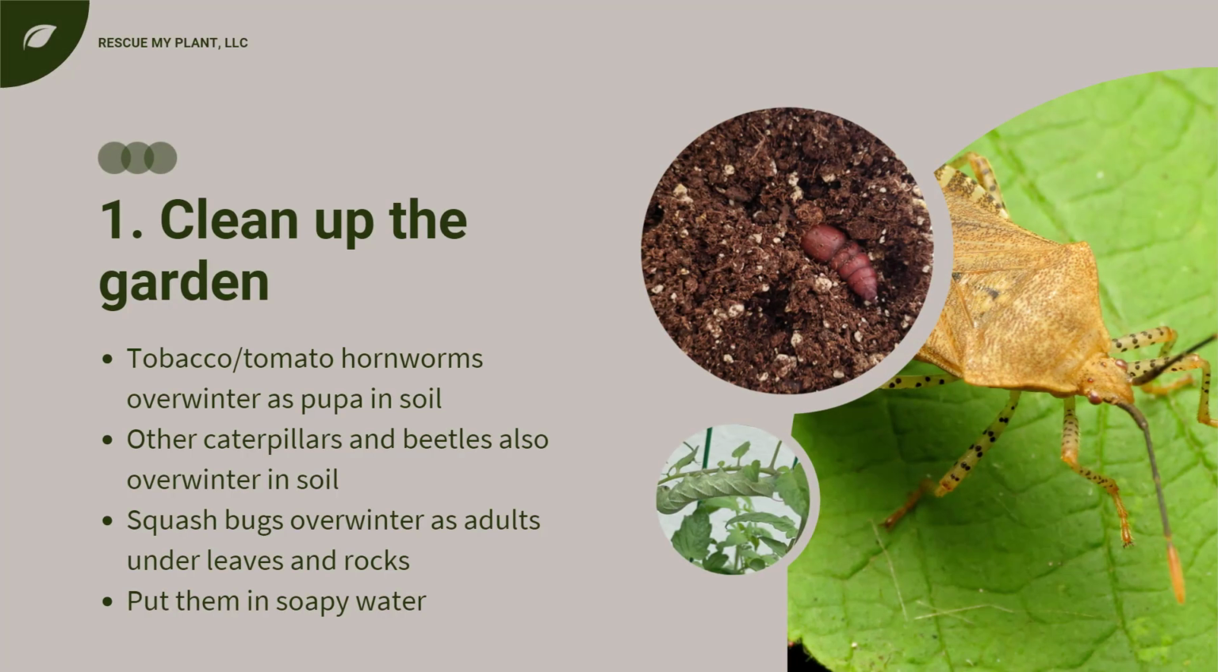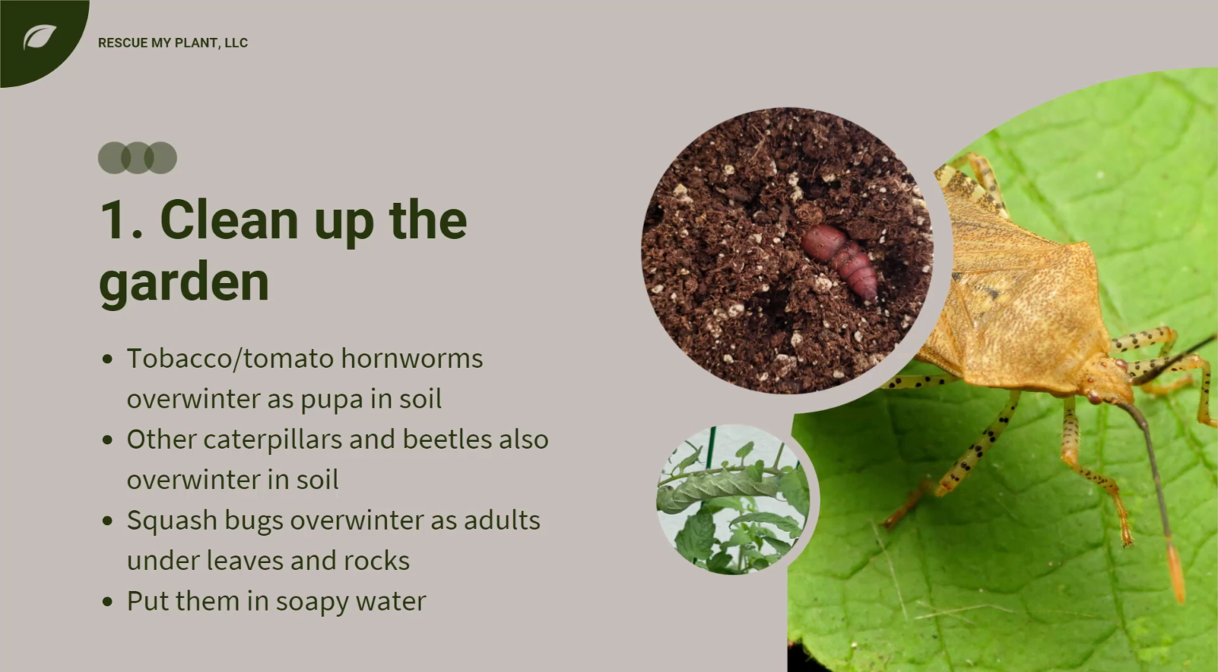During the winter, you don't usually see any pests, so where do they go? Various insects overwinter in different stages. Tomato/tobacco hornworms overwinter as pupa. So if you had them on your tomatoes, then you should till the soil up after you discard the plant and see if you have any pupae and discard them. Other caterpillar pests and beetles also overwinter as pupae in the soil.